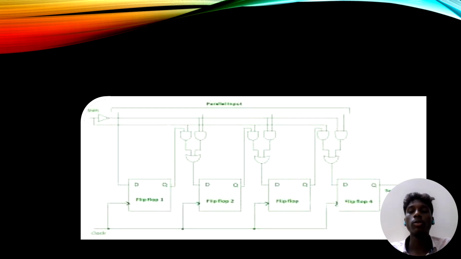shift mode, serial output. After loading, the control line switches to the shift mode. Now, with each clock pulse, the data in the flip-flops begins to shift one position to the right. The output of each flip-flop becomes the input for the next one. Here, the parallel in serial out shift register is a key digital component that efficiently converts parallel data into serial form for easy transmission and storage.